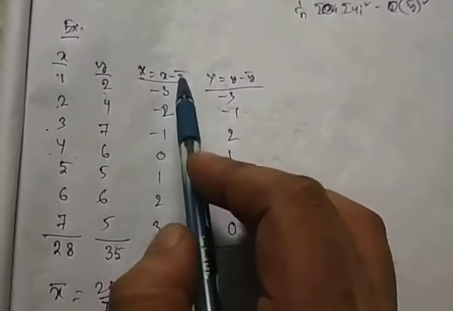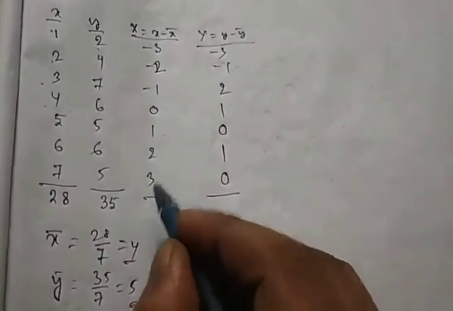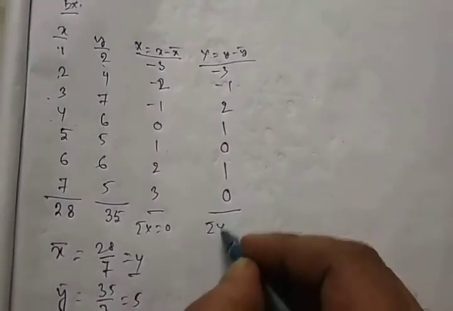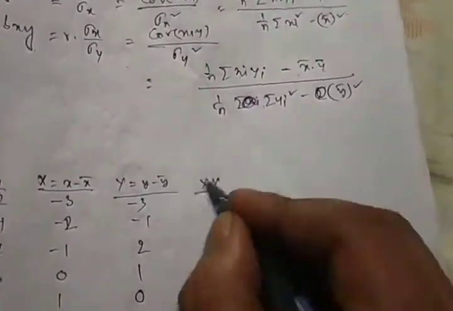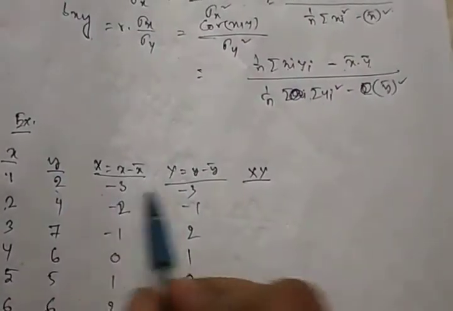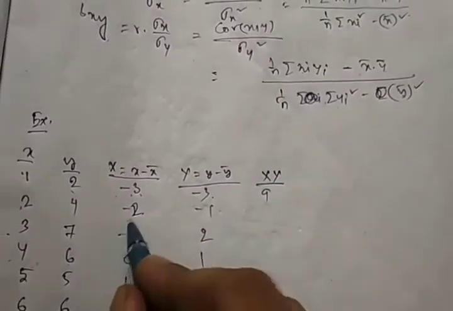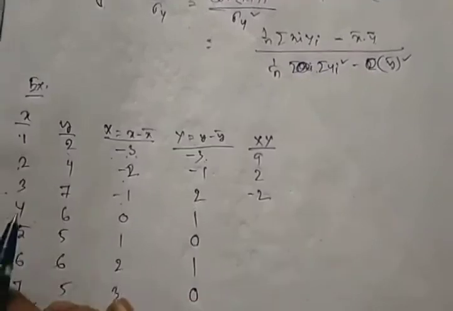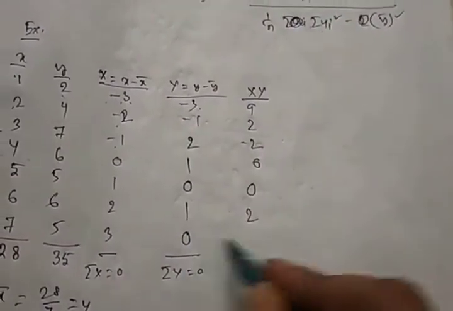Okay, as the deviations are taken from the means x bar and y bar, the sum of capital X will be 0 and the sum of capital Y will be 0. Now we have to calculate capital X into capital Y, which means the multiple of these two. Minus 3 into minus 3 is 9, minus 2 into minus 1 is 2, minus 1 into minus 2 is 2, 0 into 0 is 0, 1 into 1 is 1, 2 into 0, 3 into 0.